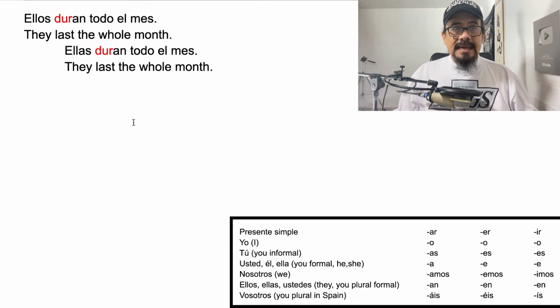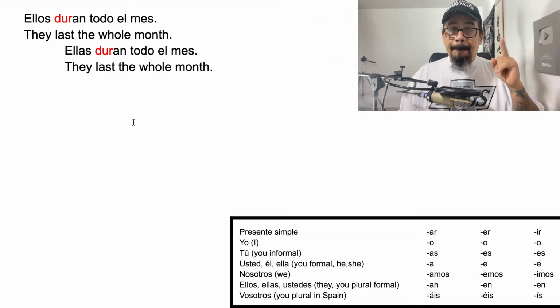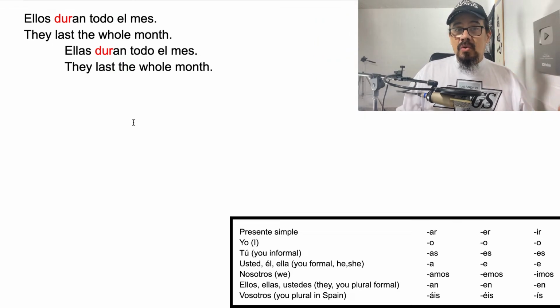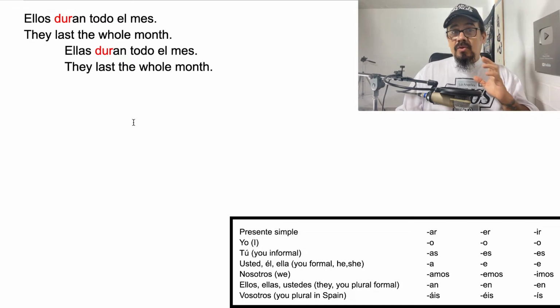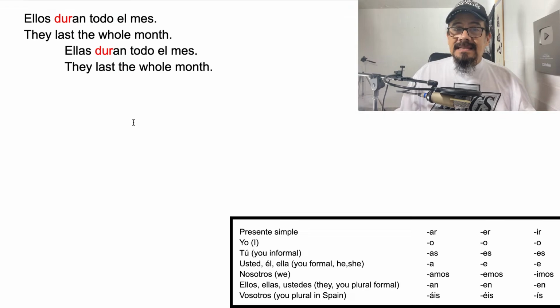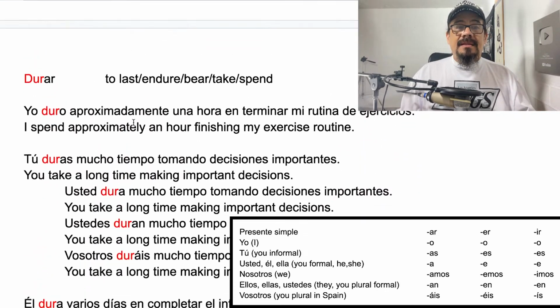And last, ellos duran todo el mes. Let's say supplies, mail, objects, mail in Spanish. Ellos duran todo el mes. They last the whole month. Or ellas duran todo el mes, female. They last the whole month. So that would be the verb durar.